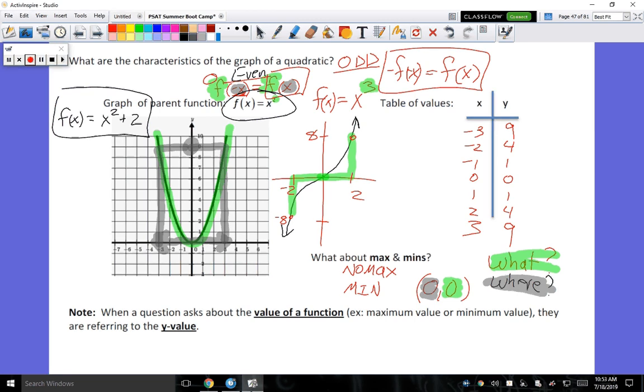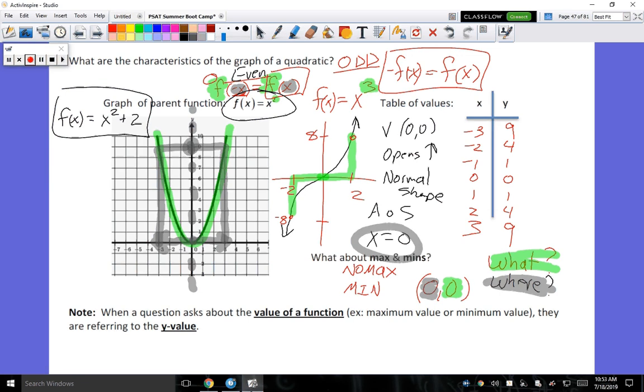Question for you now. We know the vertex is 0, 0. We know that it opens up. It's the normal shape, so it's not narrower or wider. And one more thing. What's the axis of symmetry, and how would you write it in correct notation? Go ahead. X equals 0. X equals 0, because x equals, in this context, is a vertical line. Okay? Alright.